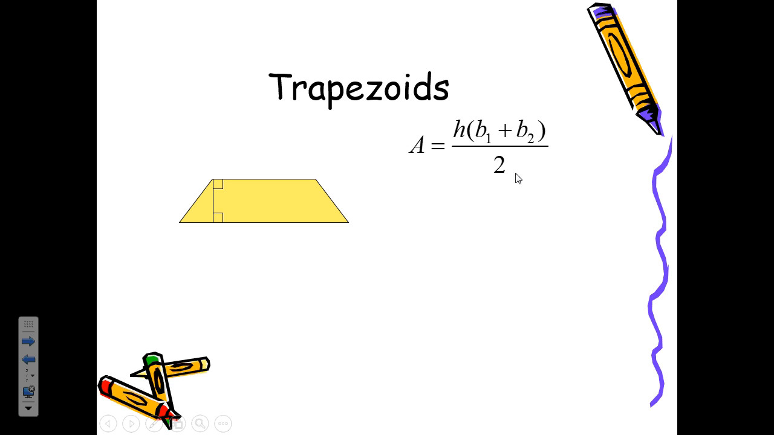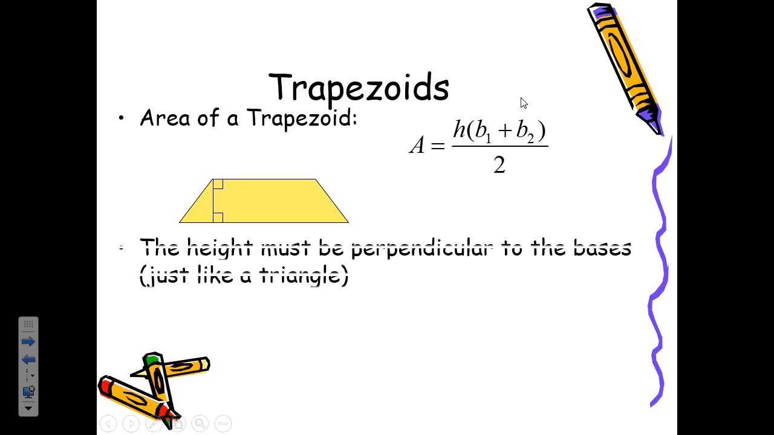Okay, so for the area formula for a trapezoid, you're going to add up the lengths of the bases, and you're going to multiply that by the height of your trapezoid. Now, you just have to remember your height of the trapezoid has to be perpendicular to both bases, okay? So you're going to add these bases up, multiply by the height, and then divide by 2. Okay, and that's the area formula for a trapezoid. And then we just talked about this, where your height must be perpendicular to the bases.